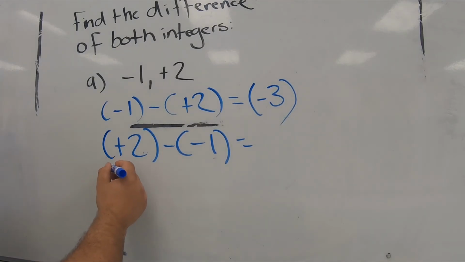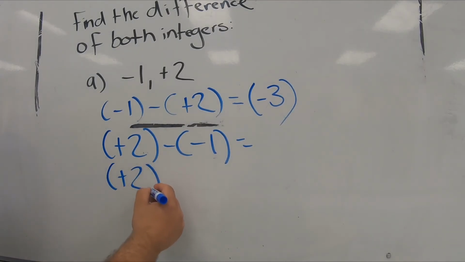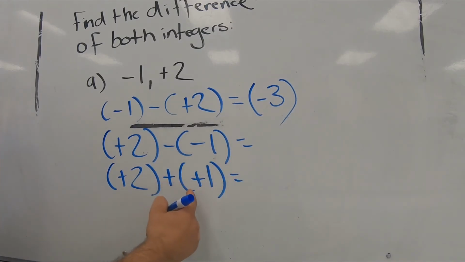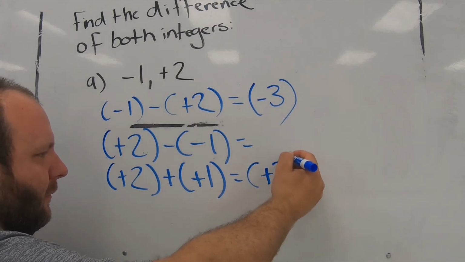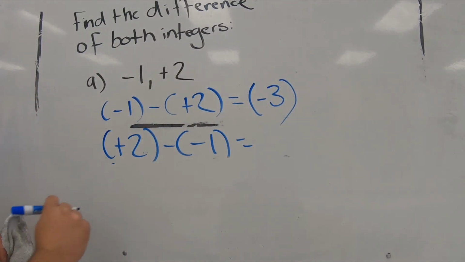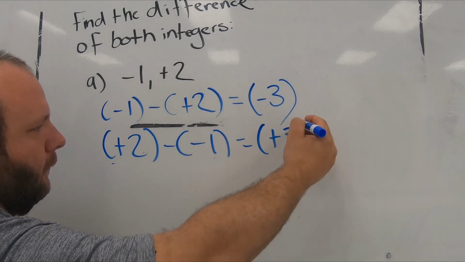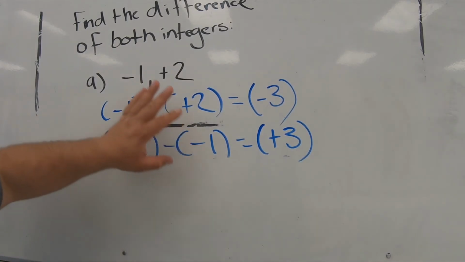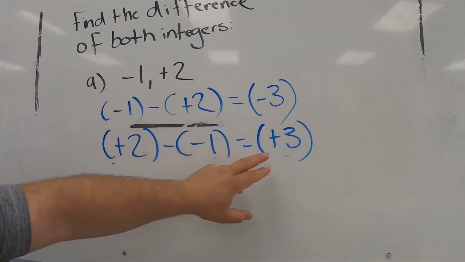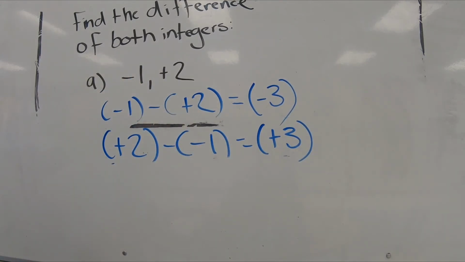So let's, again, follow the rule here. When I'm taking away a negative, it's the same as adding a positive. And 2 plus 1 gives us +3. Now, I could model that out, but I don't think we need to for this one. Either way, the answer becomes +3. Whenever you have questions like this, you're going to notice that when you reverse them around, the only thing that changes is the positive and the negative.